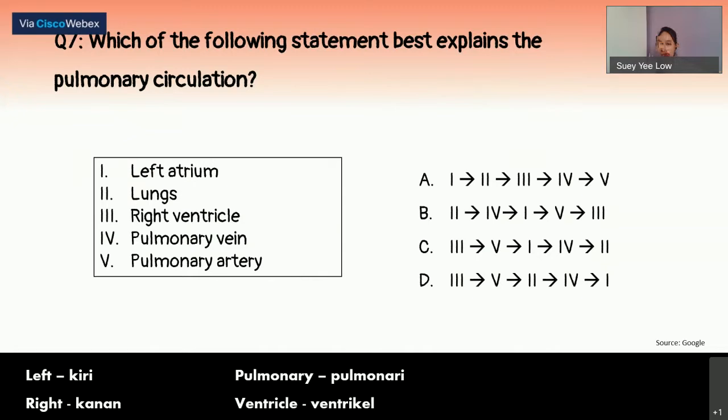Is it? No, I think probably not. So let's see. B. So we say from lungs, let's go to pulmonary vein. Probably. Is it correct? Yeah, right? So then followed by left atrium. Is it go back to left atrium? Is it? Hmm. So you get your answer.